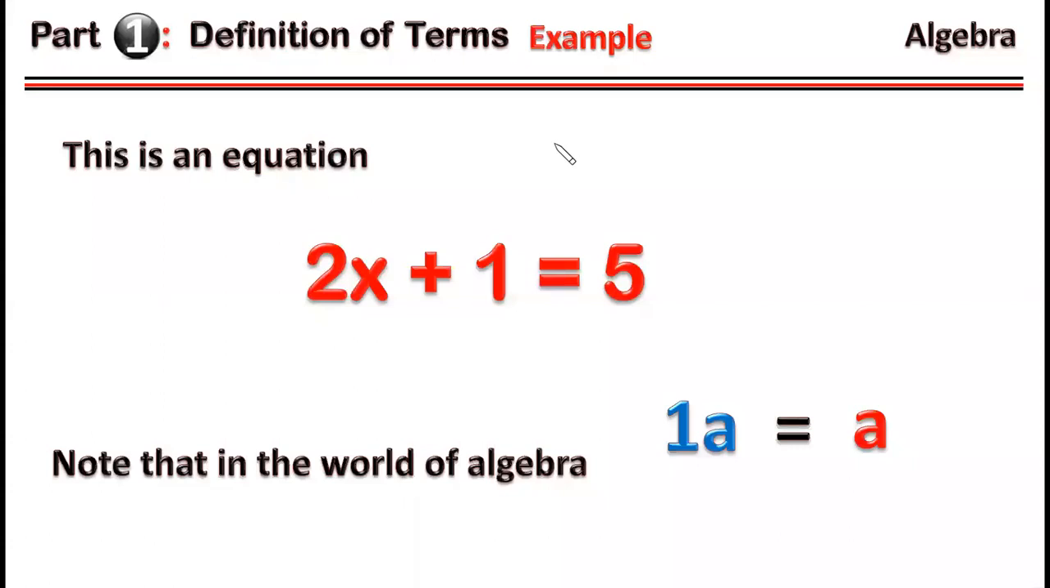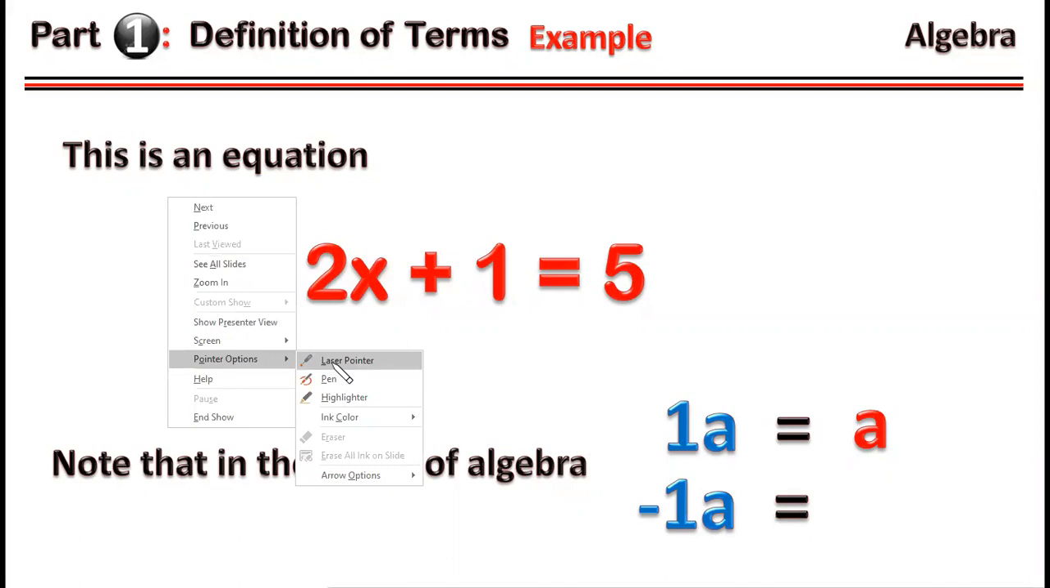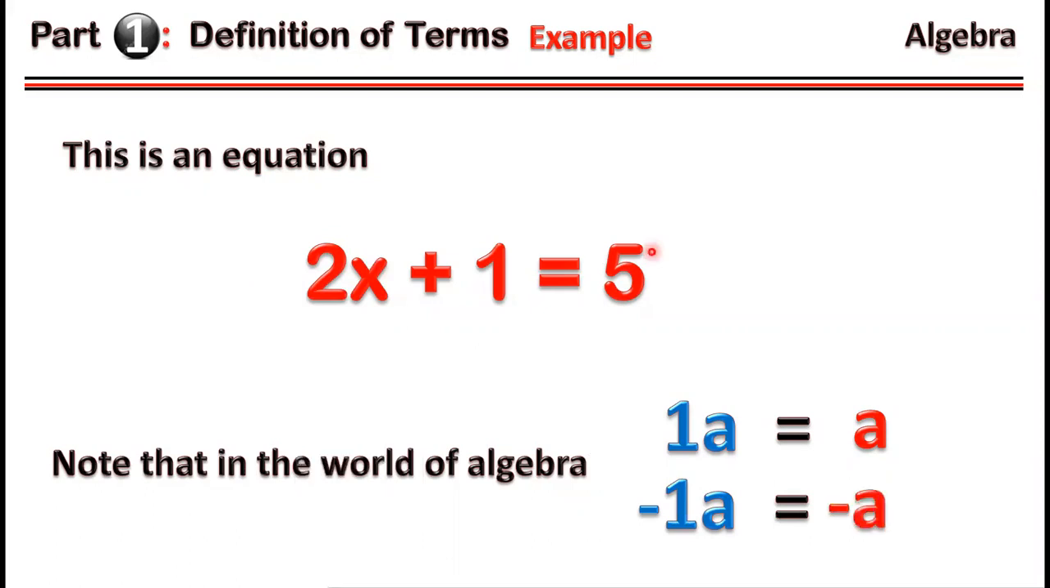So in the world of algebra, 1a is equal to a, and negative 1a is also equal to just negative a. So if you want to write a, or x, you must not put the 1 in front. If you want to write negative a, you may decide to write just negative a without putting a negative 1. However, these two mean the same. So whenever you see this, just understand.